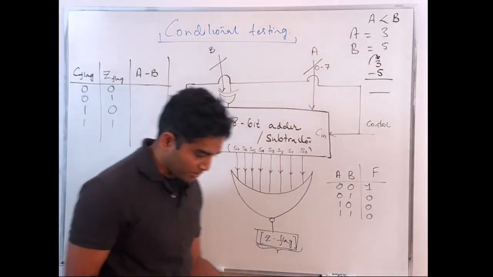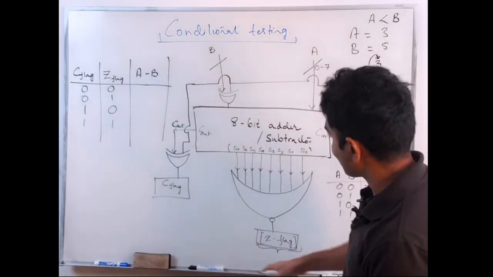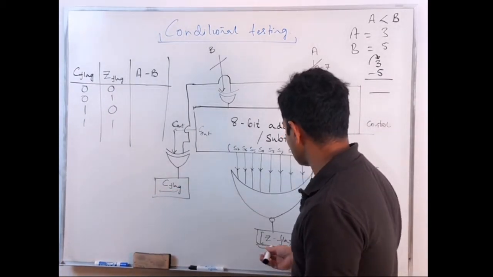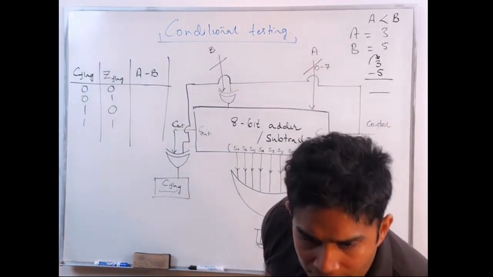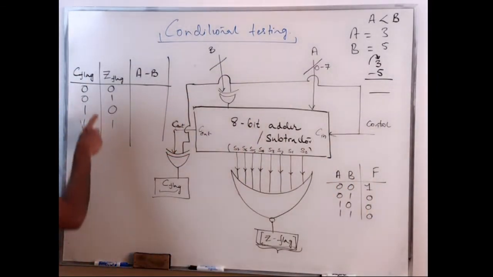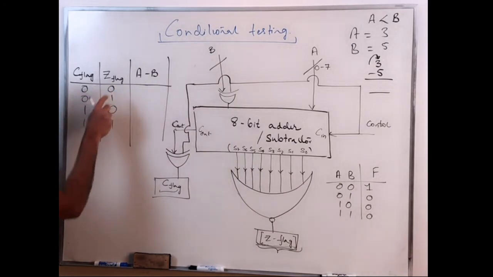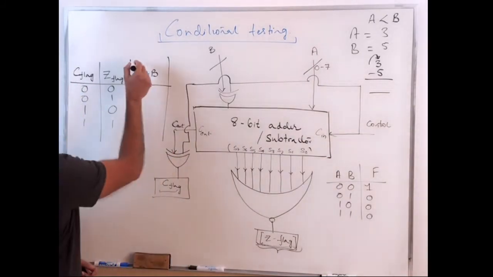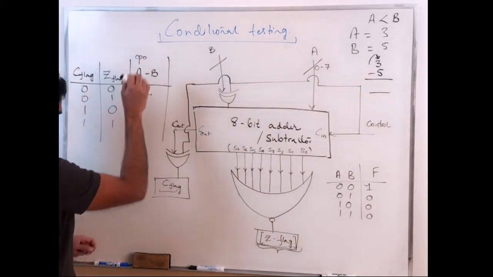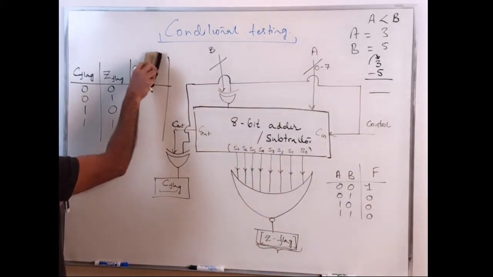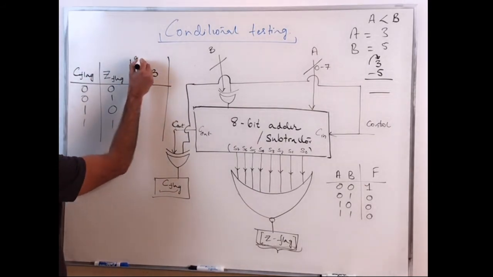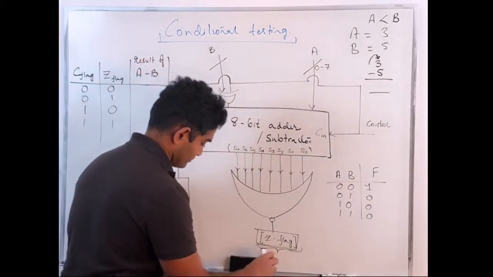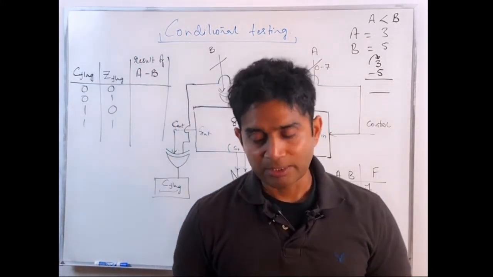So I'm doing the A minus B operation, and then I'm looking at the values of the flags, my C flag and my Z flag. Now, if my C flag is 0 and my Z flag is 0, what can you say about the A minus B operation? This is the operation, right? Let me put this as the result of operation. What does that indicate? If my C flag is 0 and my Z flag is 0.